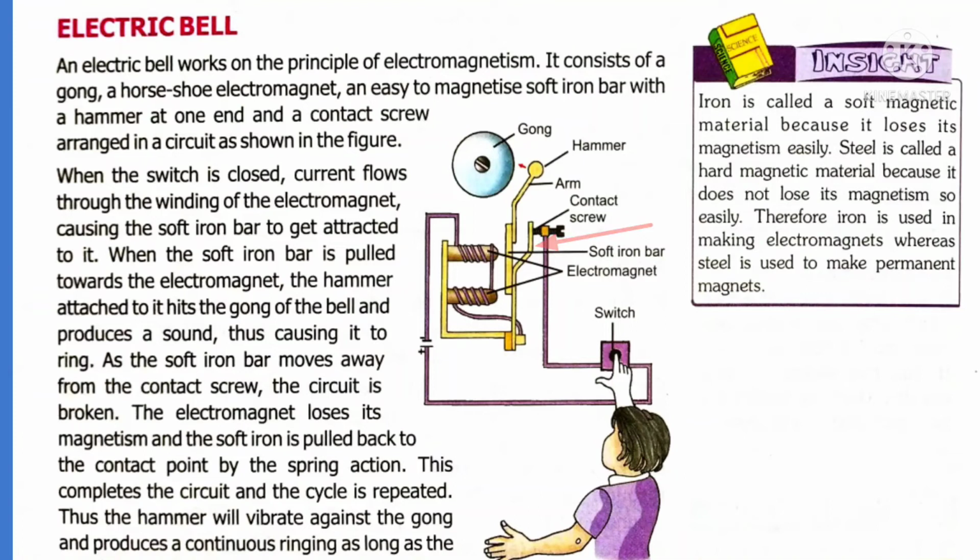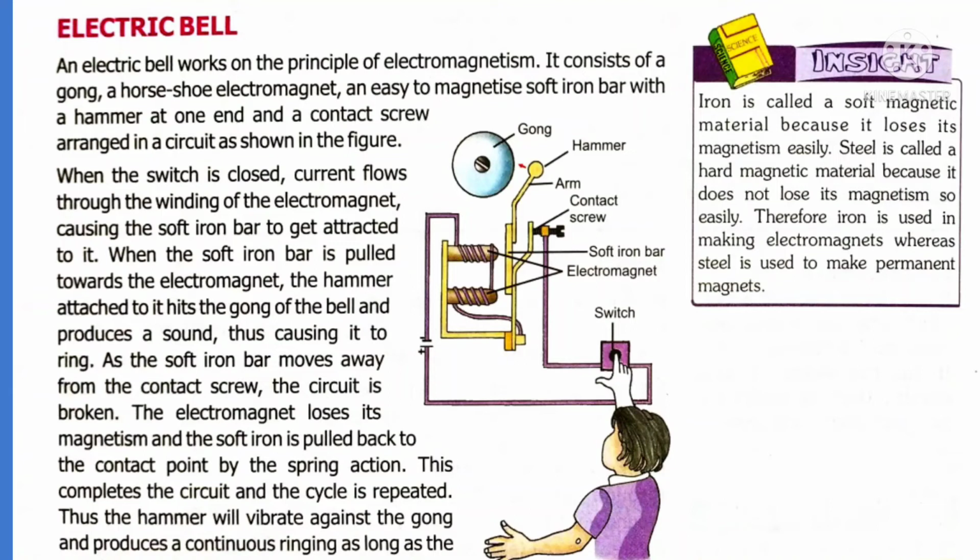Now the electric circuit is completed. So what happens when the switch is on? This magnet gets magnetized. It attracts the hammer which is present in front of this electromagnet. Due to magnetism, it gets attracted towards itself. So it moves forward and hits the gong.